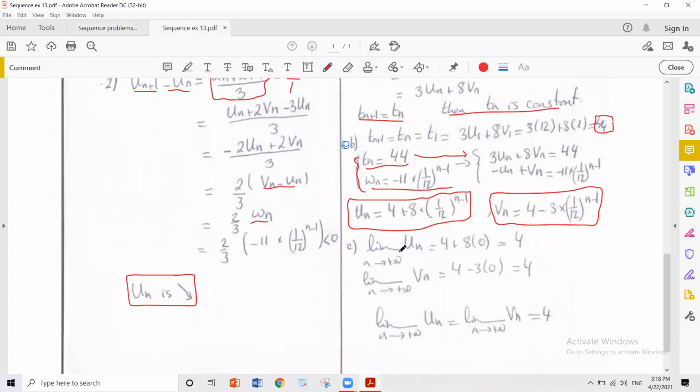We find the limit. Limit of un as n tends to infinity equals 4 plus 8 into 1 over 12 to the power infinity. A number to the power infinity is 0. So 4 plus 8 into 0 equals 4. Limit of Vn is 4 minus 3 times 1 over 12 to the power infinity, and 1 over 12 to the power infinity is 0. We get 4. So the two sequences are convergent to the same limit, which is 4.